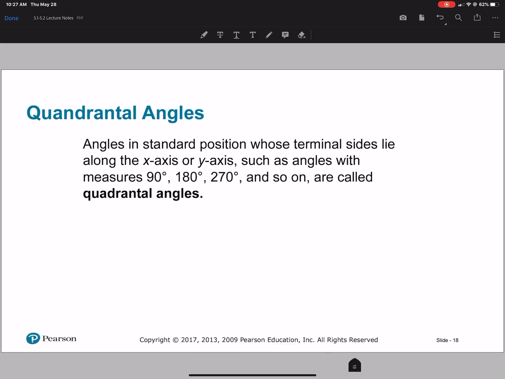Quadrantal angles. Angles in standard position whose terminal side lies along the x-axis or y-axis, such as the angles of 90 degrees, 180, 270, and so on, are called quadrantal. So basically, the terminal side lands on the what? It lies on the line. So either the 90 degrees, the 180 degrees, the 270, 360, and so on.